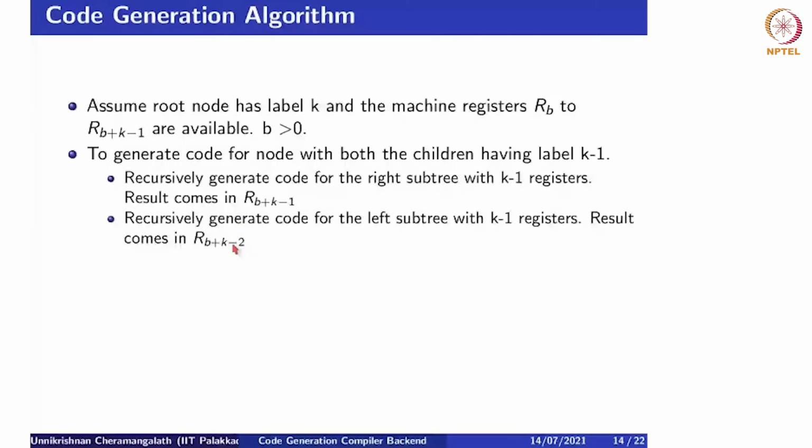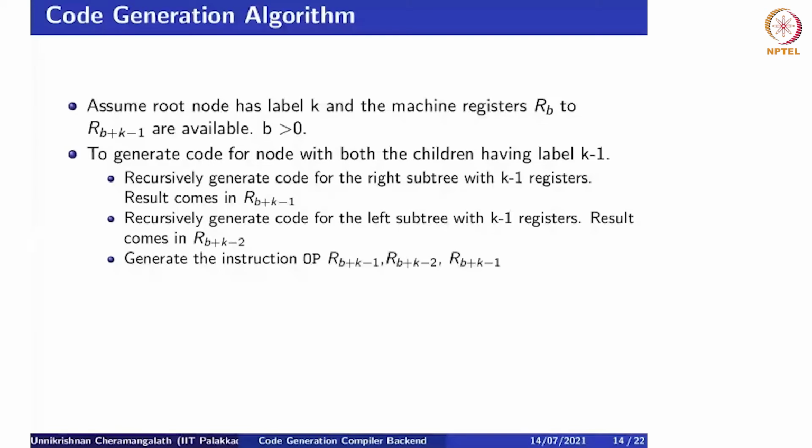Then generate the instruction OP, the instruction associated with that expression, with RB plus k minus 1, RB plus k minus 2, RB plus k minus 1. So this will be the generated code for that node, which has label k.